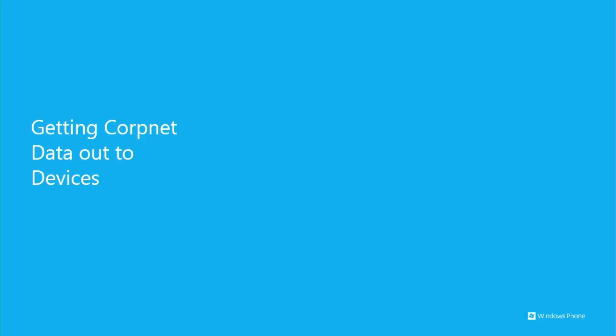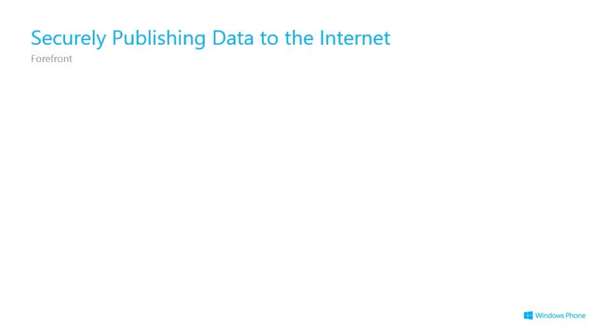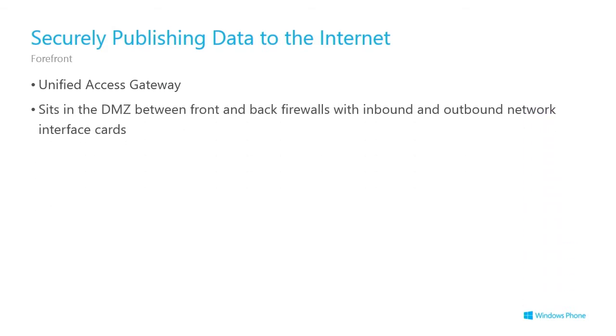So the next thing you're going to need to do, since we're doing this in your data center, not from the cloud: how do I get that data securely out of my corporate data center, my private cloud, and out to the internet where it can be consumed by devices? Well, Forefront is the answer. Unified Access Gateway is UAG, which is our security product at the perimeter that you might run in your DMZ. So if you have your front firewall, they may be hardware firewall appliances, and then UAG might sit in between those.